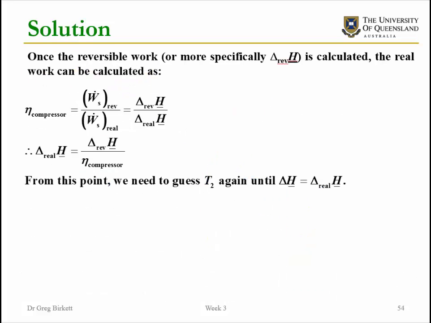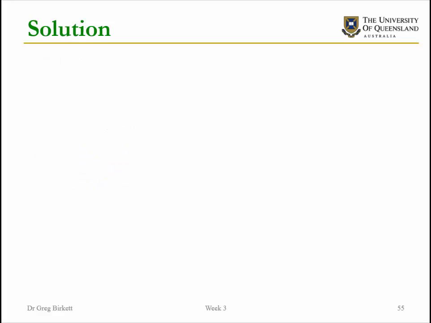Once I've got my reversible work, I then need to calculate my real work, which is the reversible work divided by the efficiency of the compressor. What we know is the amount of work that the compressor is doing, or equally we know the delta H across the compressor, but we no longer know what the outlet temperature is. To determine the outlet temperature, we can do a process similar to what we did with the entropy before, and that is that we can start by calculating.